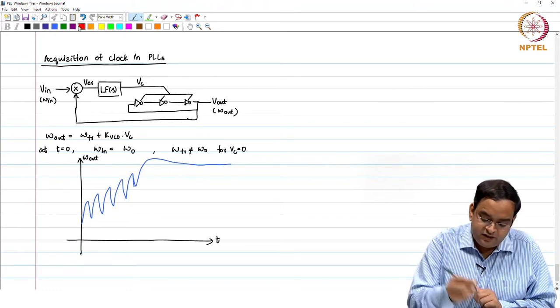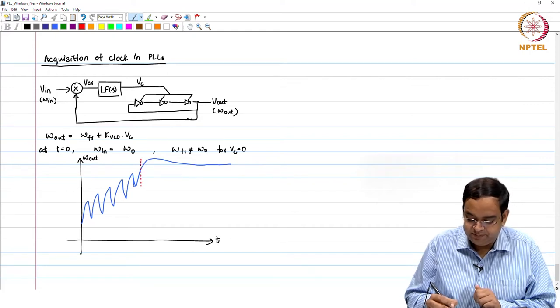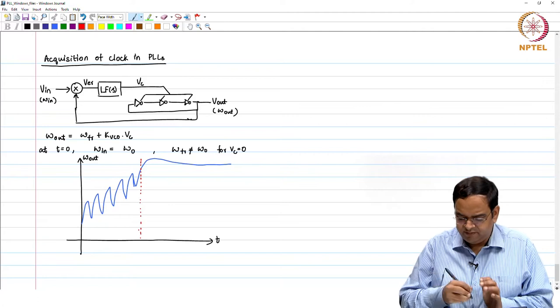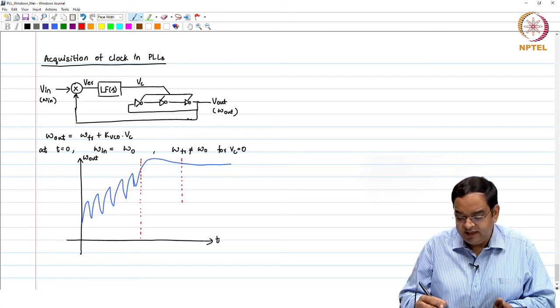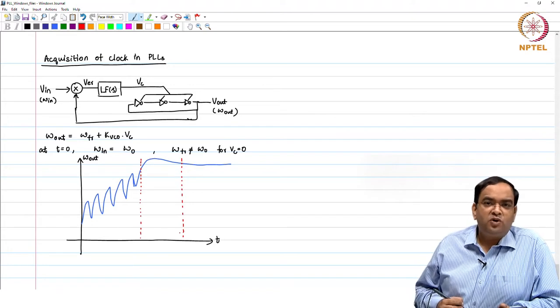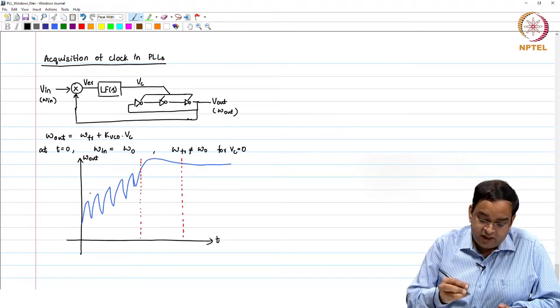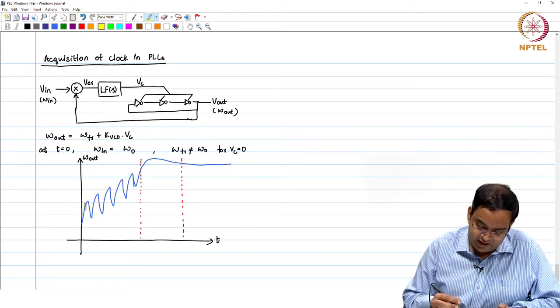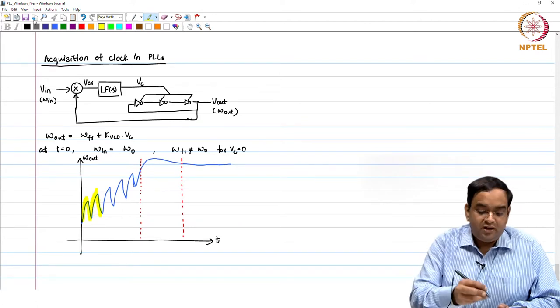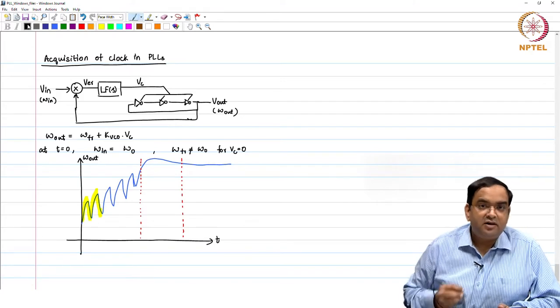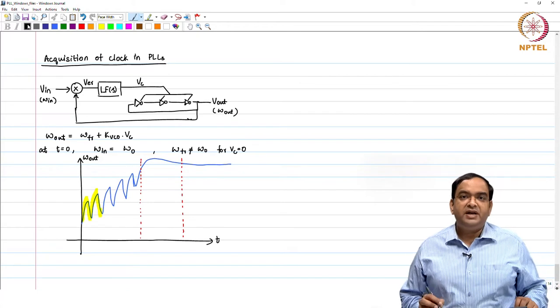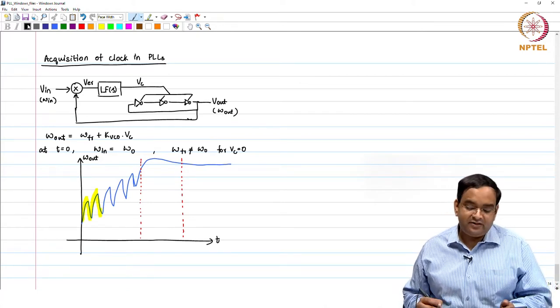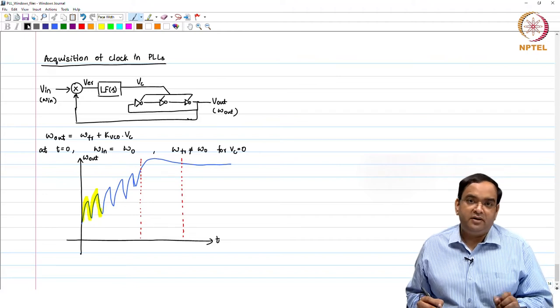In this particular case, we will vaguely divide this area of frequency acquisition into three parts. In this part, which I will also show with simulations, the frequency increases and then decreases, increases and then decreases. Why will it happen? If I want to acquire a certain output frequency, would it not be nice if it goes only in one direction and tracks it? That would be a nice thing, but that doesn't happen.